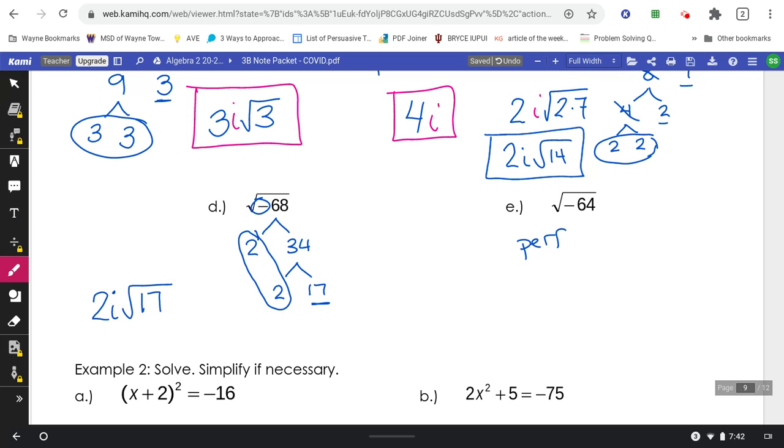Part E is again a perfect square. So I don't have to make a factor tree out of it. I take the square root of 64 and I get 8. The negative means I put an i for imaginary.